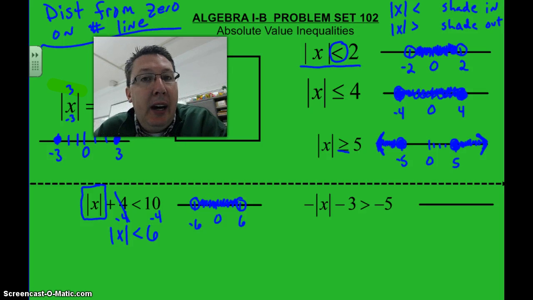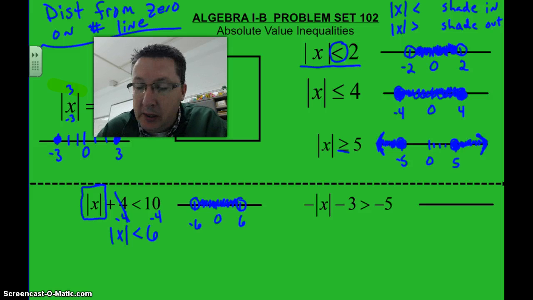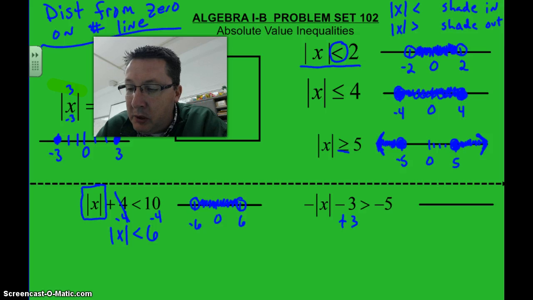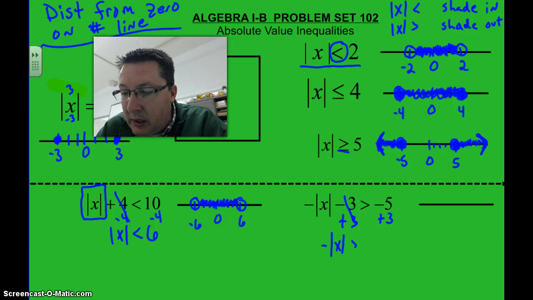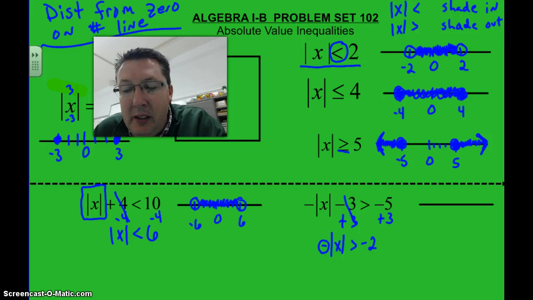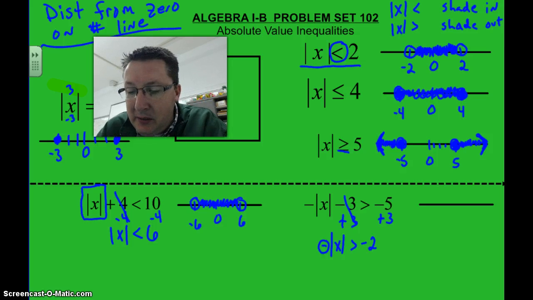I'm going to start by isolating the absolute value of x. So my first step is I need to get rid of that -3. So I'm going to add 3 to both sides. That leaves a negative. Absolute value of x is greater than -2. Now, I'm not allowed to leave this negative on the outside of the absolute value. So how do I get rid of it? Well, it's just like having a negative x. To get rid of that negative sign, I'm going to divide both sides by -1.